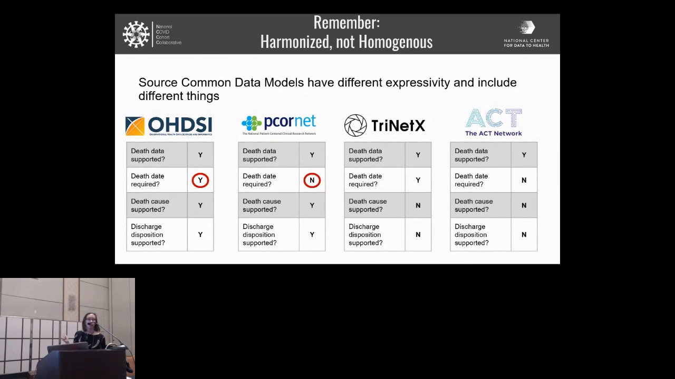The coronet does not require a death date. So a blank field there does not mean that they're alive or dead. It just means that we don't have the answer, right? And so, these differences really matter when you're analyzing your data. We've seen a lot of examples of deeply incorrect conclusions because it's not well understood how the data is modeled and how it's harmonized, because it's not necessarily homogeneous.